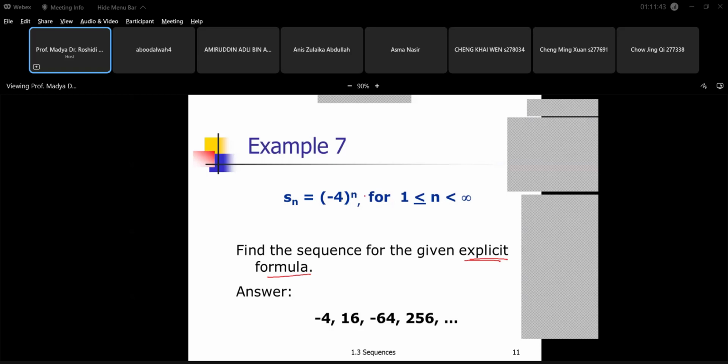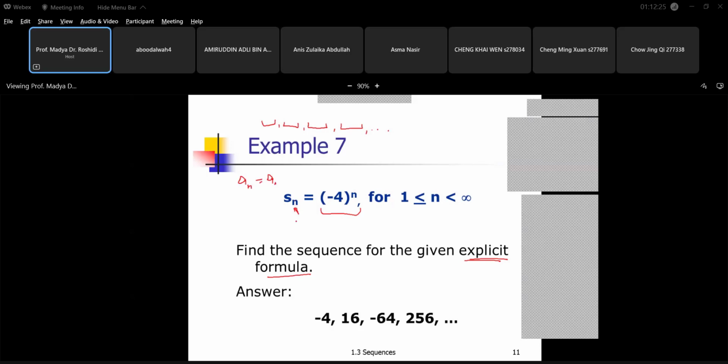n, power of n, for 1 less than or equal to n less than infinity. It means the ending point and so on. Based on this idea, because it is explicit, it focuses on location. So n1, n2, n3, n4, infinity, and so on. So what is n1? If a_n, we put as a1, so here we change to 1.